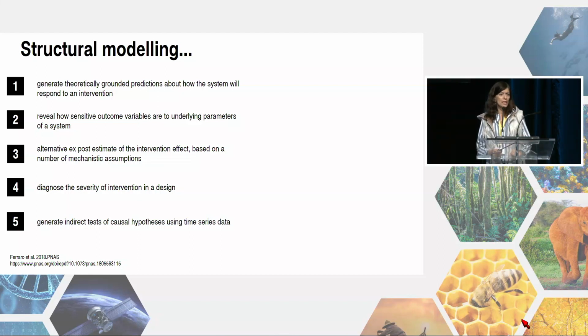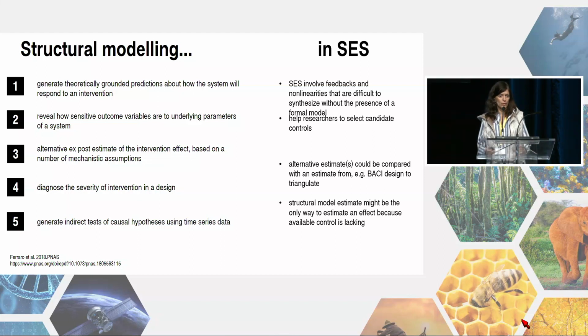It allows us to examine ex post alternative explanations for why we observe what we observe, or diagnose the severity of intervention in a given design, or generate indirect tests of causality that can then be tested in different types of ways. So if we bring this type of benefits of thinking in structural ways to social ecological systems, or understanding the links between these 4 domains, it is because it allows us to try to unveil some of these feedbacks that are very important to understand how the direct or indirect drivers of biodiversity change might be operating, and therefore we are able to address the root causes of change and not just the immediate effects.